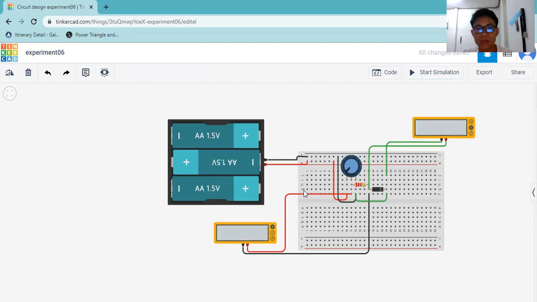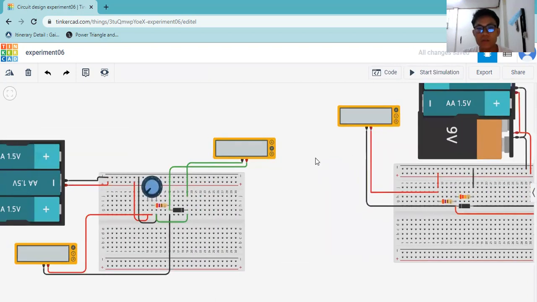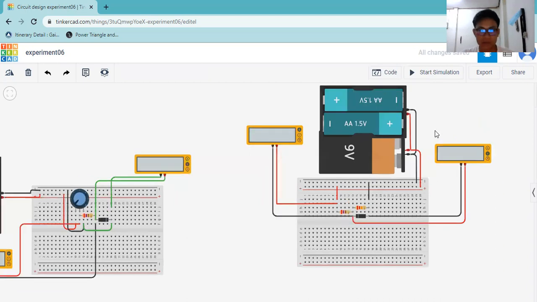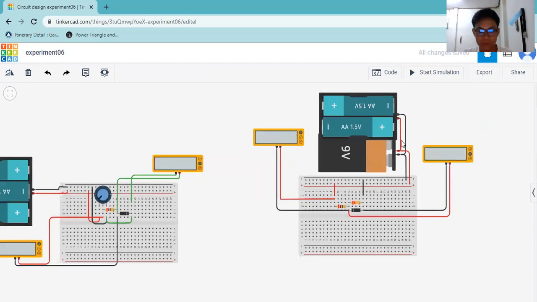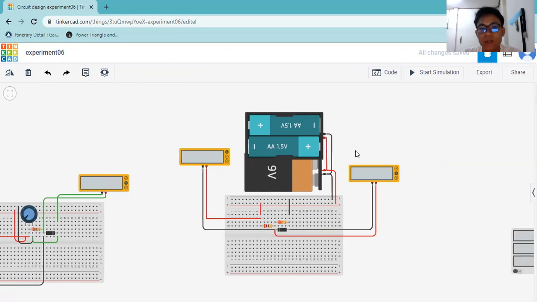So for the next, part 2 of the experiment, I have already drawn the circuit of this experiment. Basically in this part, we need 12 voltage of the DC source. Here I have two batteries of 1.5 voltage, and then adding up 3 plus 9 would give us 12 voltage, exactly what we wanted.